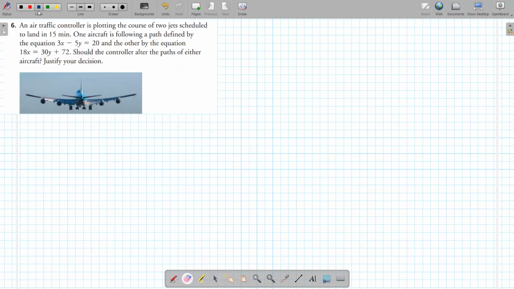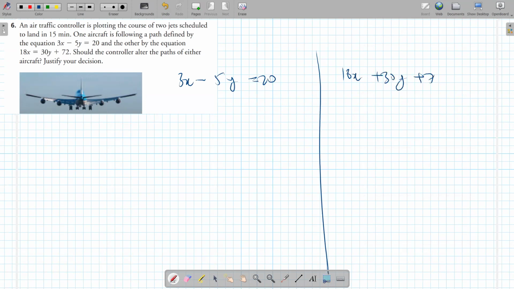What about the slopes? The slope for the top equation will be, and maybe we should rewrite it in mx plus b, so we don't even have to graph this. I'm gonna write both of them in terms of mx plus b. You'll see why. If you do it this way, you don't have to really graph it. So here, this will be 5y equals 3x minus 20. Y will be 3 over 5x minus 4.